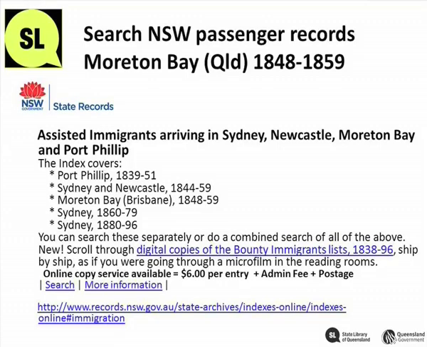This is what the index to shipping looks like for New South Wales, the assisted passengers. These are the ones with greater detail. And you can see Moreton Bay is listed there. You can also see that you can get digital copies of Bounty immigrant lists for that period. Now, there is an online copy service. If you wish to pay it, that's fine, but the State Library will supply it without charge. So remember how much New South Wales included and when it included it for those very good records for that period.